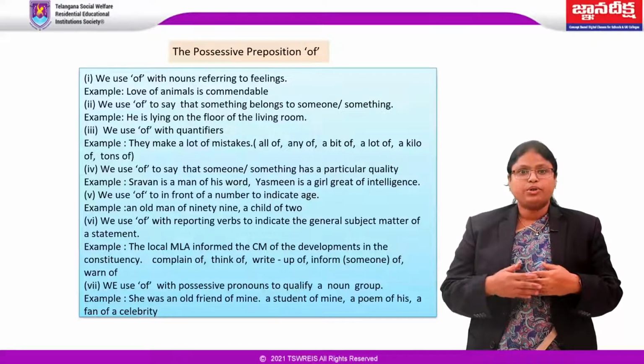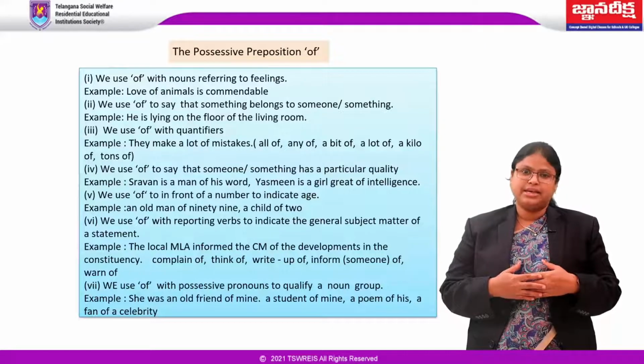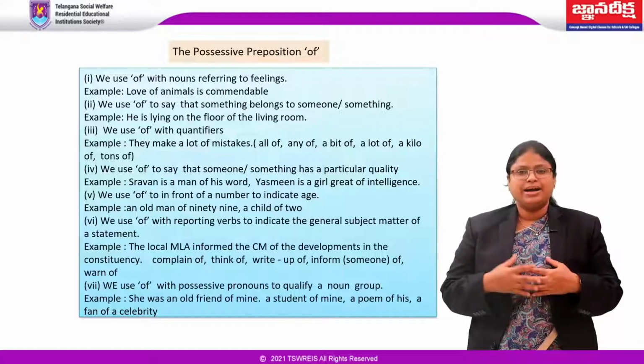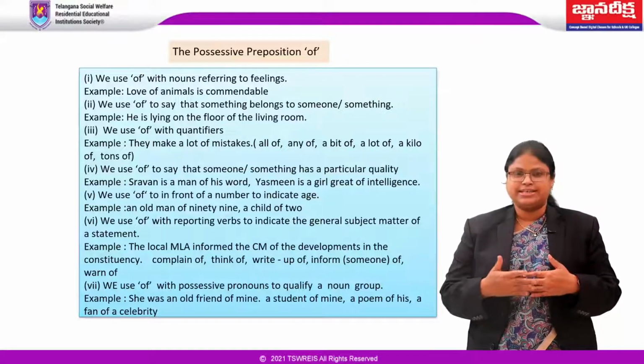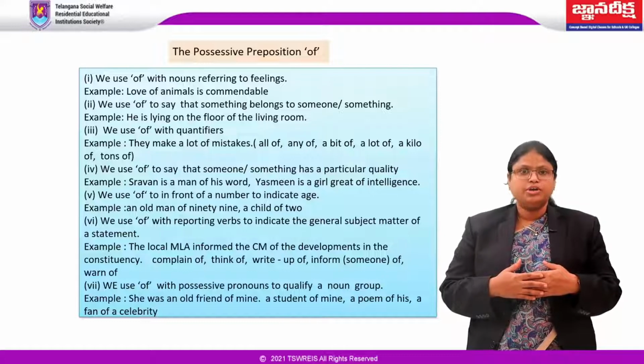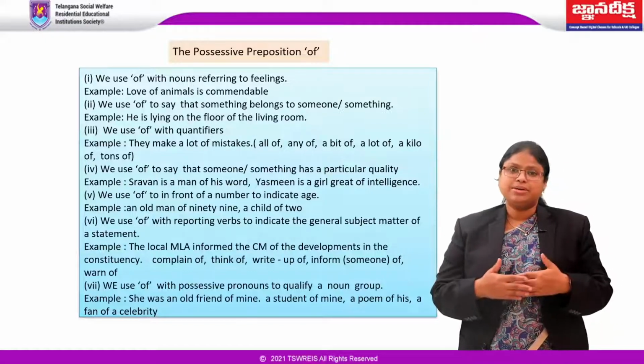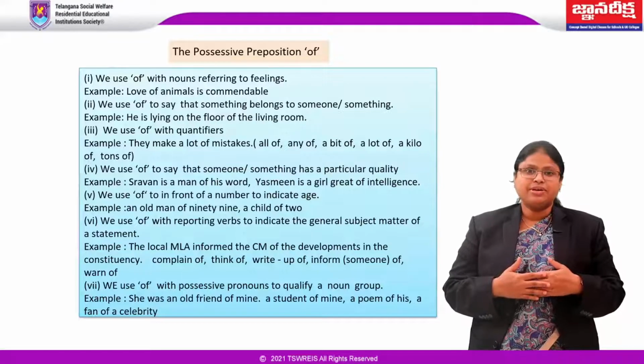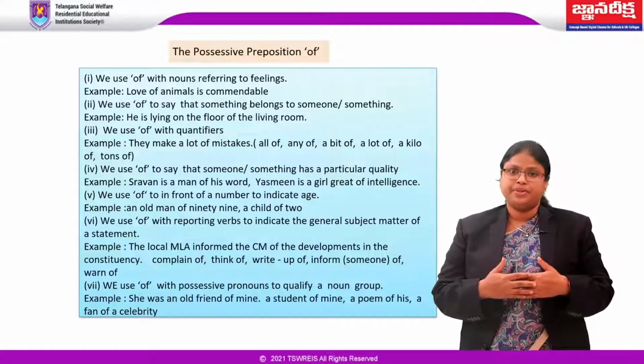We use of with quantifiers. For example, they make a lot of mistakes. And more examples like all of, any of, a bit of, a lot of, a kilo of, tons of, etc. We use of to say that someone or something has a particular quality. For example, Shravan is a man of his words.